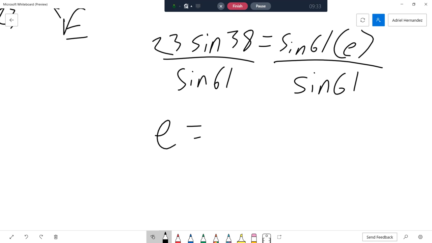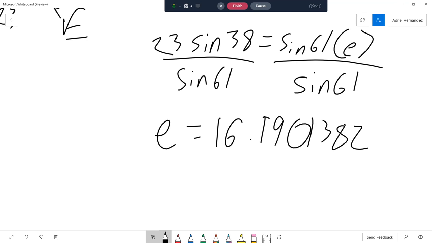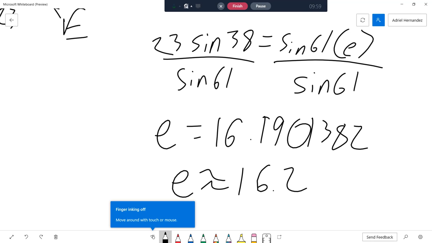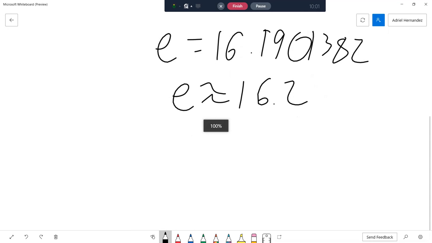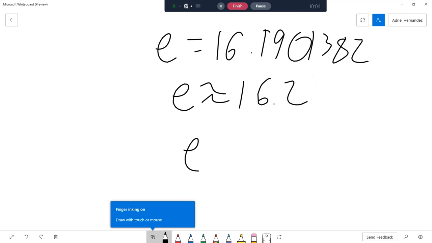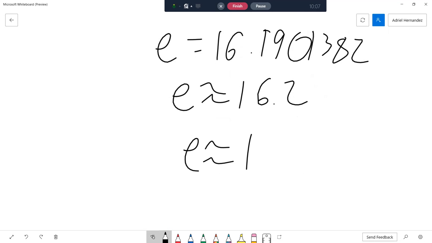E should equal, to 10 digits, 16.1901382. And in IB, you're going to want to give it to 3 sig figs, so E approximately equals 16.2. You don't want to lose marks, because some teachers will take marks off. Since I didn't put any units, you're going to want to put E equals approximately 16.2 units.